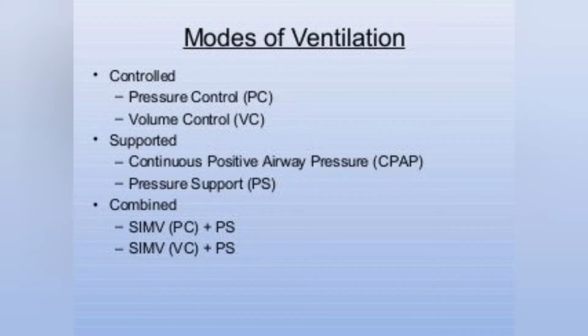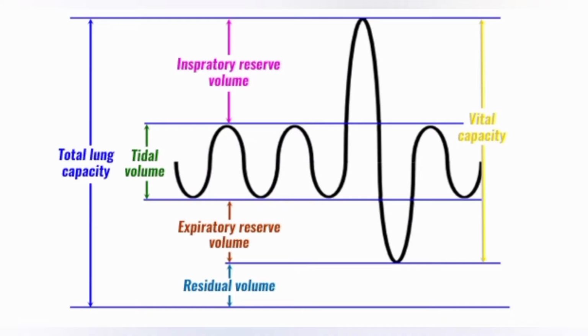Important modes of ventilator are volume control, pressure control, SIMV and support modes, and CPAP. Very first, we will understand the parameters. So, the first parameter is tidal volume. Tidal volume is the volume of air inhaled into the lungs in one breath.